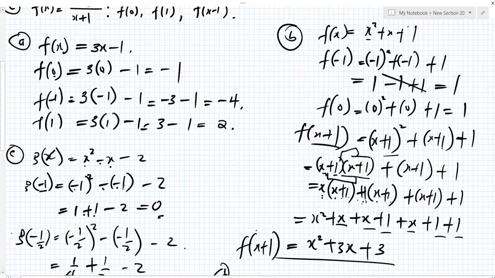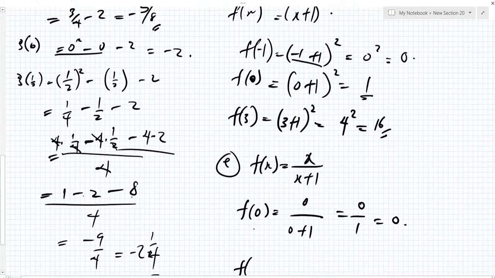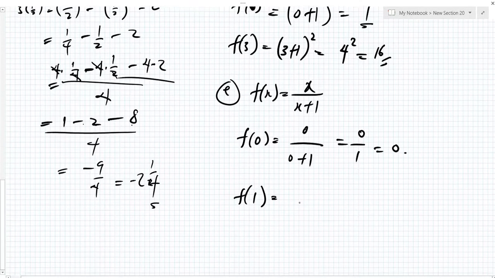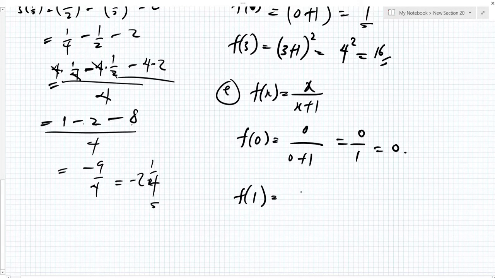So f of 1 is equal to, wherever I see x, I put 1. 1 all over 1 plus 1. So this is 1 over 2. So the answer is 1 over 2. That is 0.5.